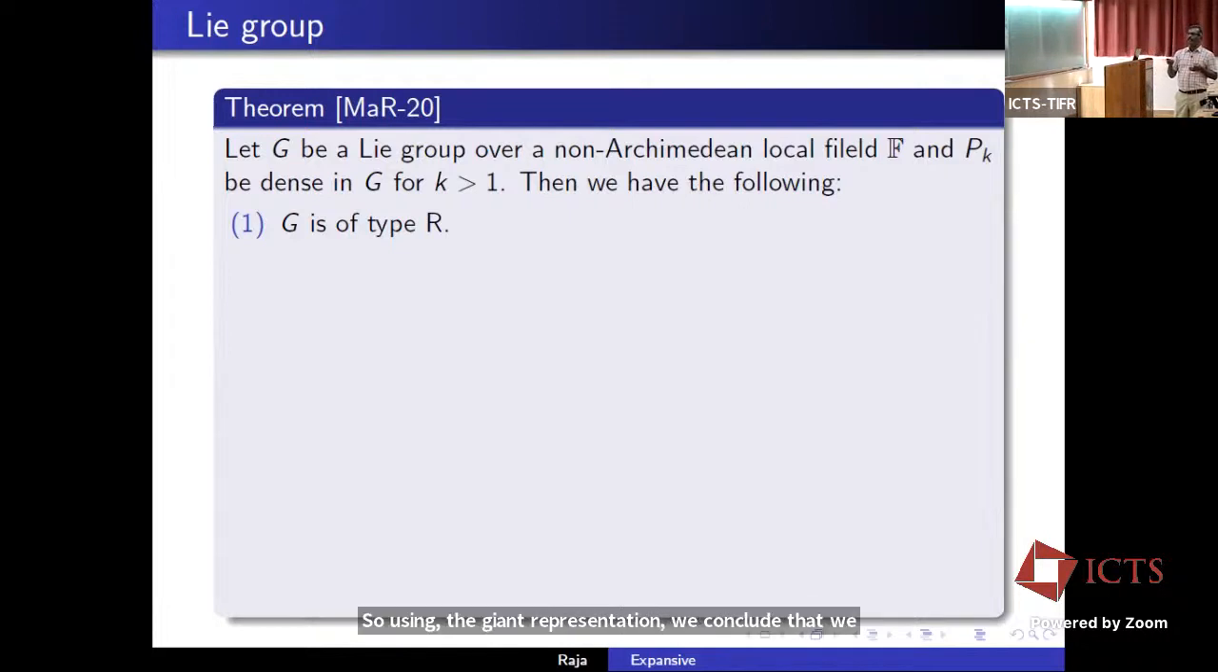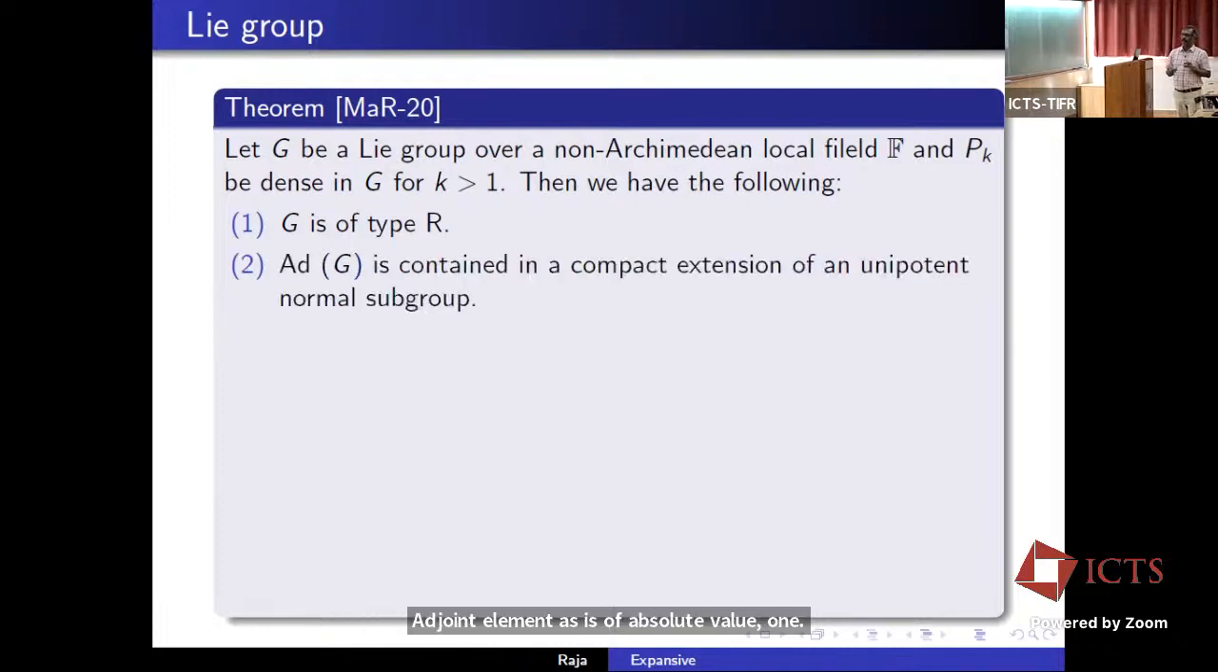And the first one is that G is of type R. That means the eigenvalues of each and every adjoint element are of absolute value 1. That is just a rewording of that property. Second thing is that the adjoint of G is contained in a compact extension of a unipotent normal subgroup.